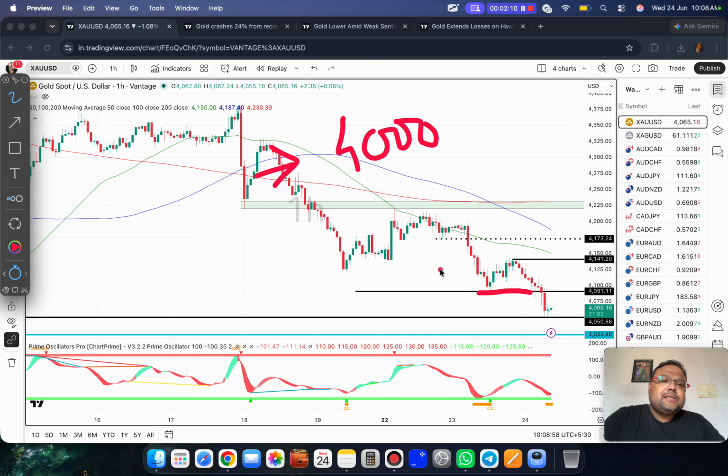As you can clearly see, the market is forming lower lows and lower highs. So the first trading opportunity is to sell below 4050. During the day, there is a high chance the market will break this particular level, where right now it is trying to take support. If it does, we can look for a sell below 4050.